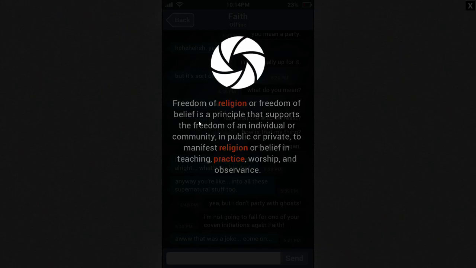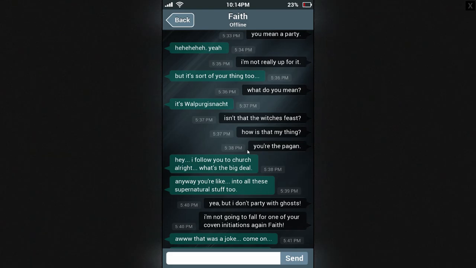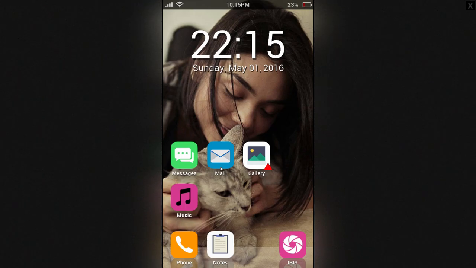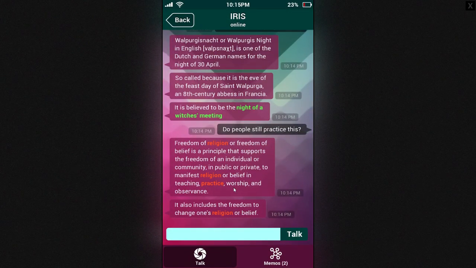Freedom of religion or freedom of belief is a principle that supports the freedom of an individual or community, in public or private, to manifest religion or belief in teaching, practice, worship, and observance. It also includes the freedom. I cannot read that fast. All right, well, that was about the witch's night. Observance. Cool. It also includes the freedom to change one's religion or belief.